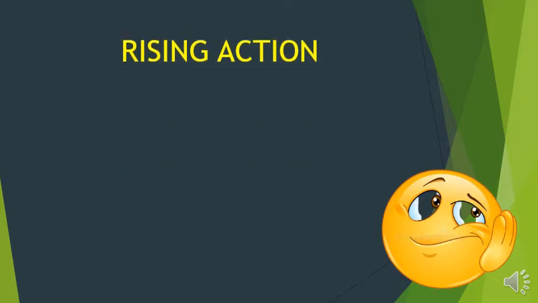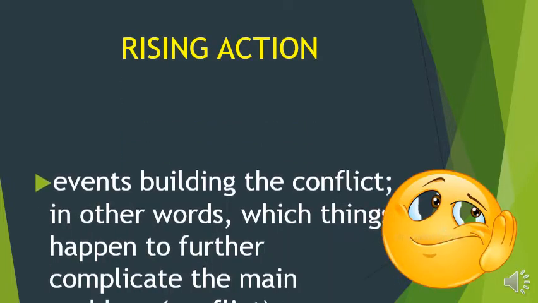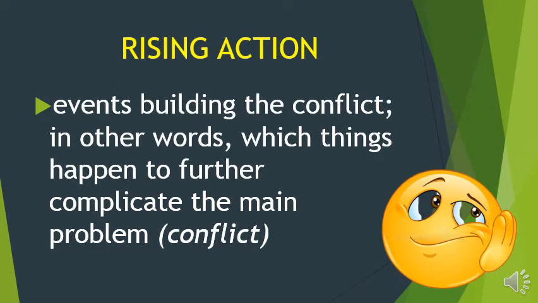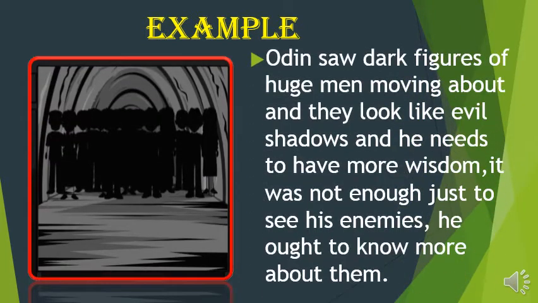Now, the rising action. The rising action refers to the events building the conflict. In other words, the things that happen to further complicate the main problem. Example: Odin saw dark figures of huge men moving about, and they looked like evil shadows, and he needed to have more wisdom. It was not enough just to see his enemies. He ought to know more about them.